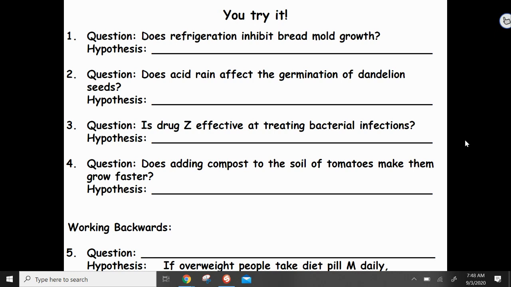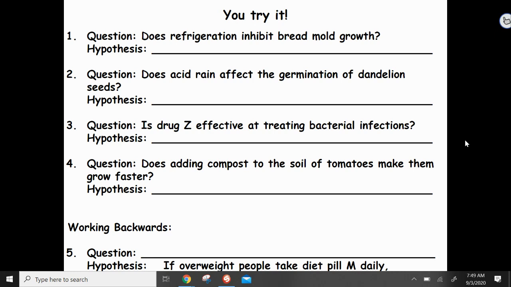Question 2, does acid rain affect the germination of dandelion seeds? Germination, when you put seeds in soil, they start to grow, right? Okay, well, if you have acidic rainfall on your soil, is that going to affect how your seeds germinate? And again, depending on what you believe, what your educated guess is, you might say something like, if there is acid rain, then dandelion seeds germination will slow down, or something like that.